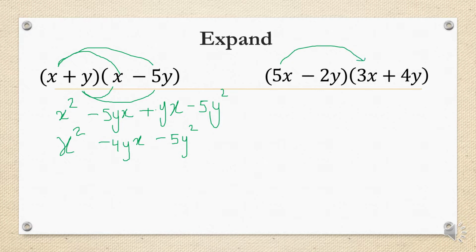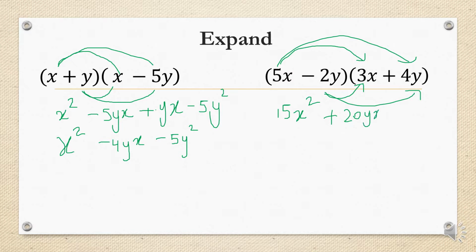First term by the first term, first term by the second term. Yes, second by the first, second by the second. So 5x by 3x is going to give me a total of 15x squared. 5x by 4y is going to give me a total of 5 4s are 20. X by y is xy, or I can write yx at the end. Minus 2y by 3x is going to give me, let's look at my signs first. A minus by a plus is giving me a minus. 2 3s are 6. Y by x will give me yx.